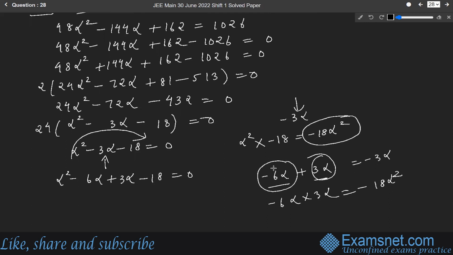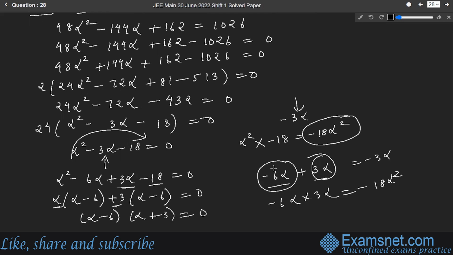Now from the first and second term, when we take alpha common, then the remaining term will be alpha minus 6. Then when we take plus 3 common, the remaining term will be alpha minus 6. We have taken plus 3 common from 3 alpha minus 18, right? Again, you can see that alpha minus 6 is common. And what are the remaining terms? Alpha plus 3. So these are the two factors for alpha.